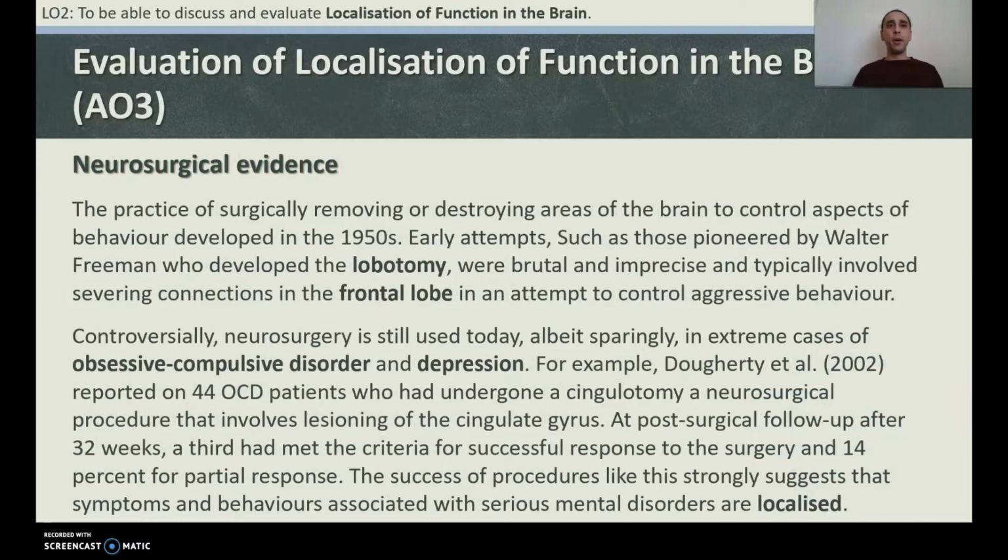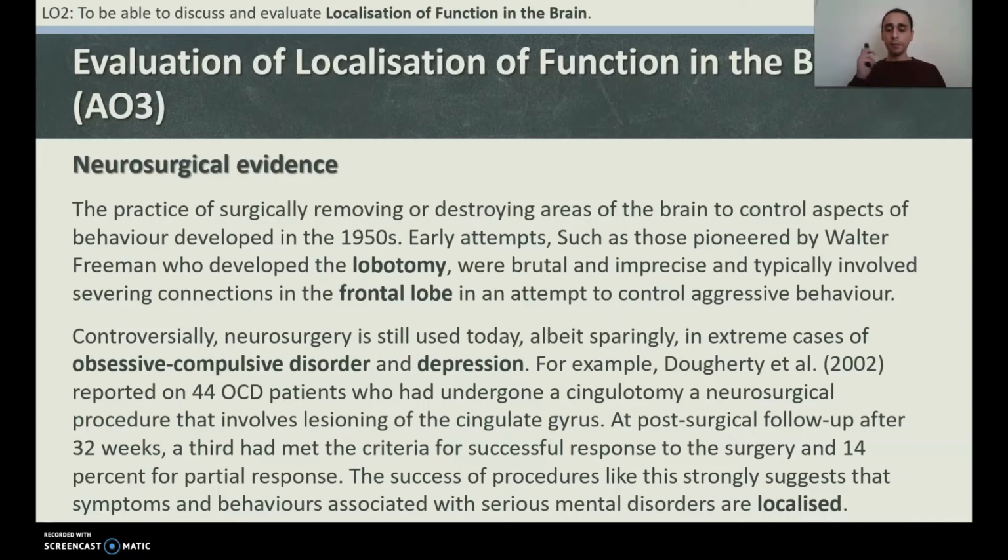We've got another evaluative point. Neurosurgical evidence. The practice of surgically removing or destroying areas of the brain to control aspects of behavior developed in the 1950s. Early attempts, such as those pioneered by Walter Freeman, who developed the lobotomy, were brutal and imprecise and typically involved severing connections in the frontal lobe in an attempt to control aggressive behavior.